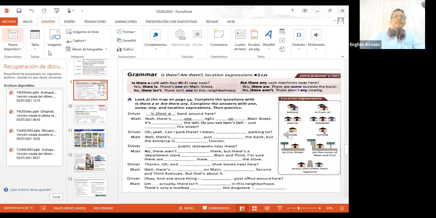Page 56, lesson B, getting around. One, building vocabulary and grammar. Hold on, please. Listen to the conversations above and follow the directions on the map.